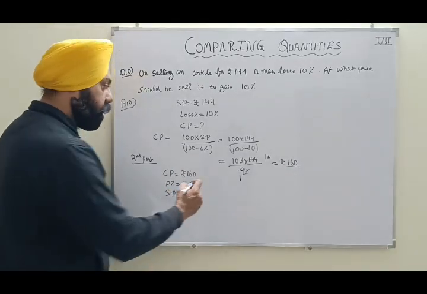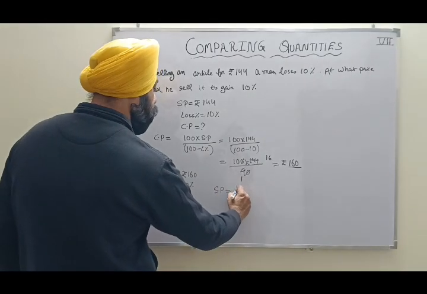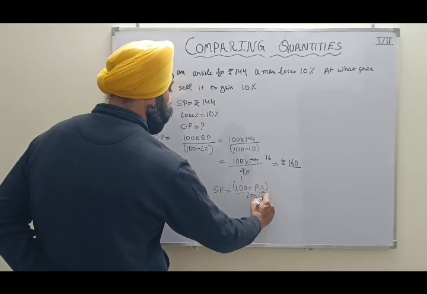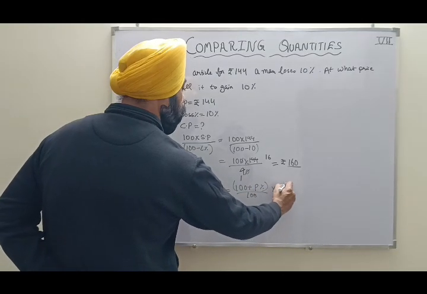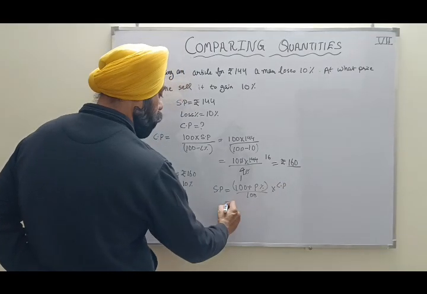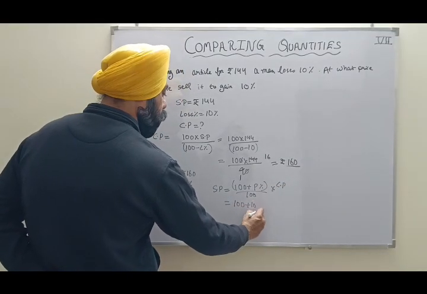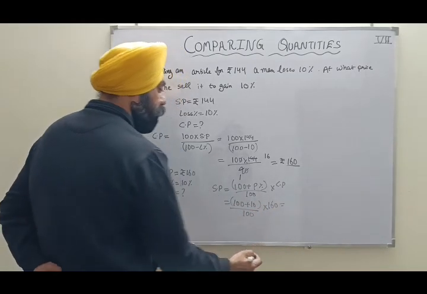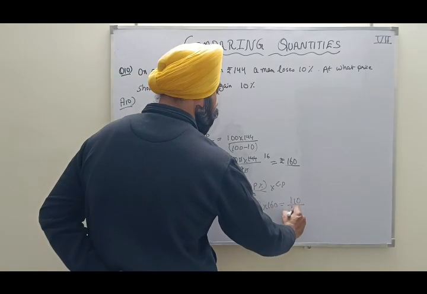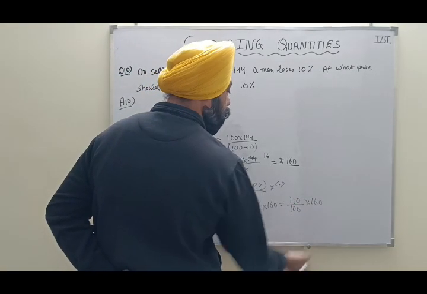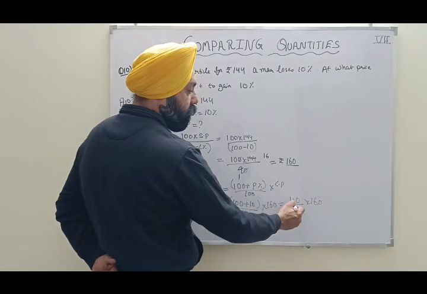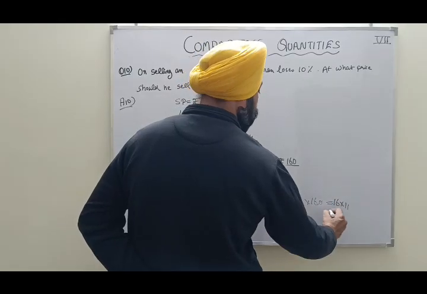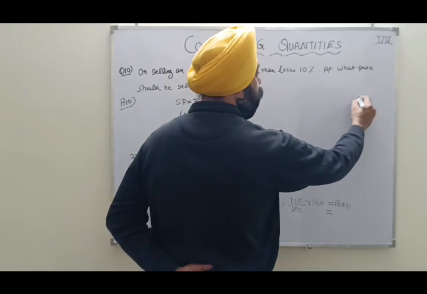Again, using the formula. So SP is equals to (100 plus profit percent) upon 100 into CP. So 100 plus, you want to make a profit of 10%, 100 plus 10 upon 100 into 160. So it is equals to 110 divided by 100 into 160. So we can cancel out one 0 with one 0, another 0 with this one. So what is remaining now? 16 into 11.